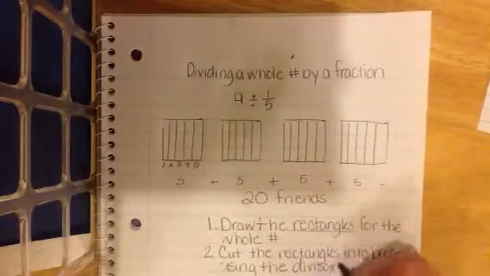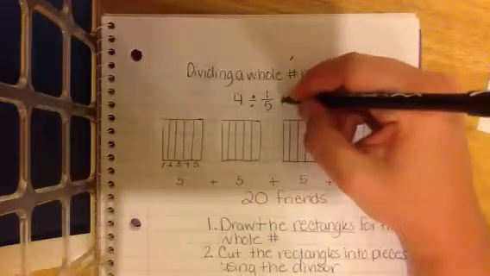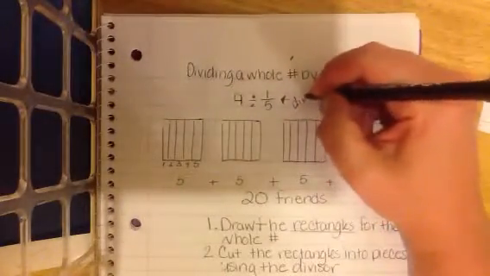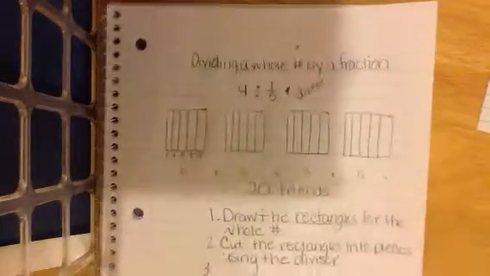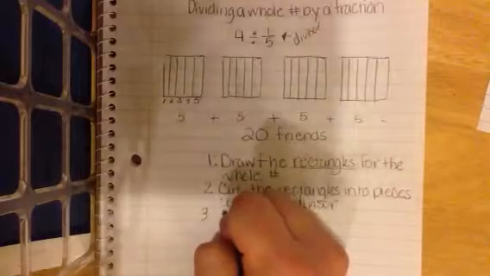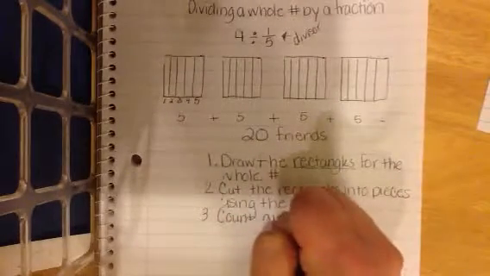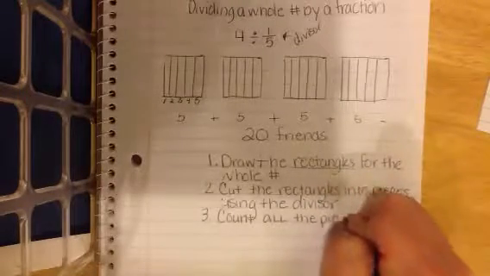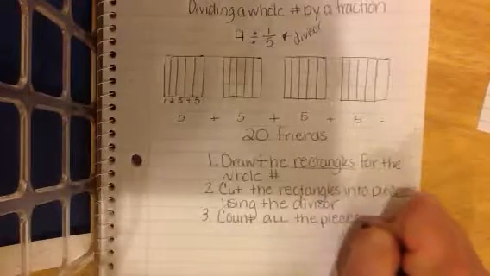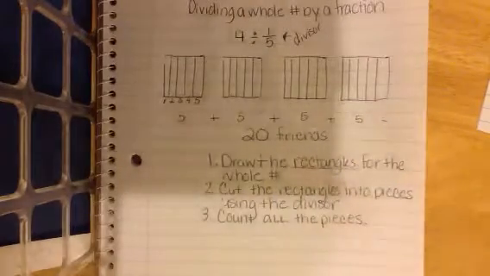Now, which one was my divisor? In my example, 1/5 was my divisor. I could even go through and label that. This was my divisor. Now, to find my answer, I'm going to simply count all the pieces. I have my steps I can go back and look at, and I have my first example done.